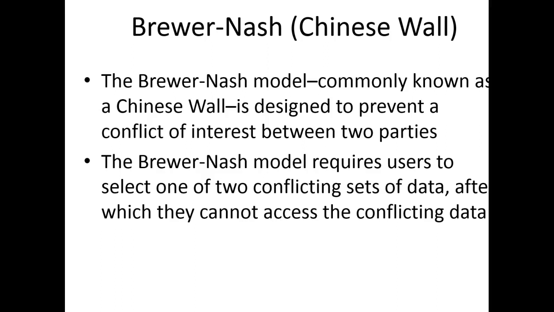Brewer-Nash, another name for which is the Chinese wall, a very common term, is designed to prevent a conflict of interest between two parties. The Brewer-Nash model requires a user to select one of the two conflicting sets of data, after which they cannot access the conflicting data.